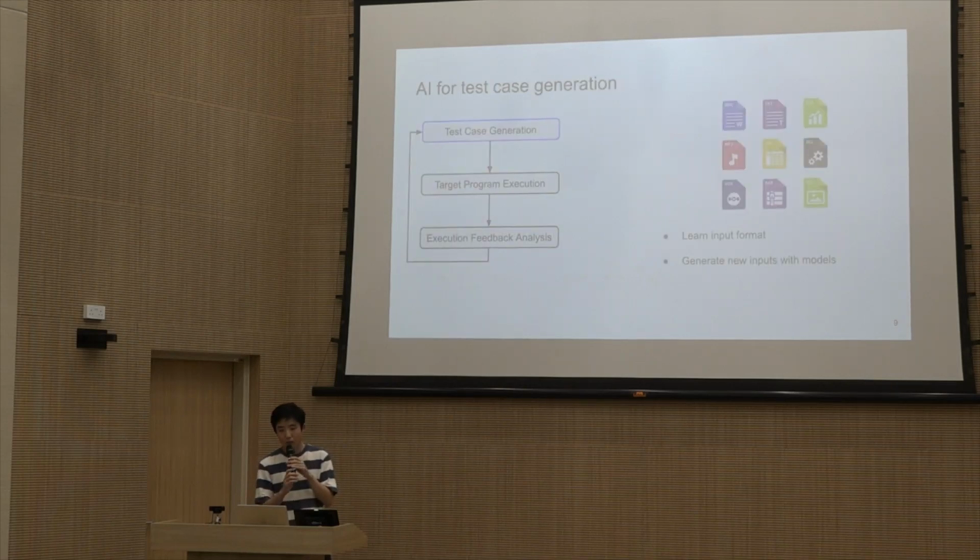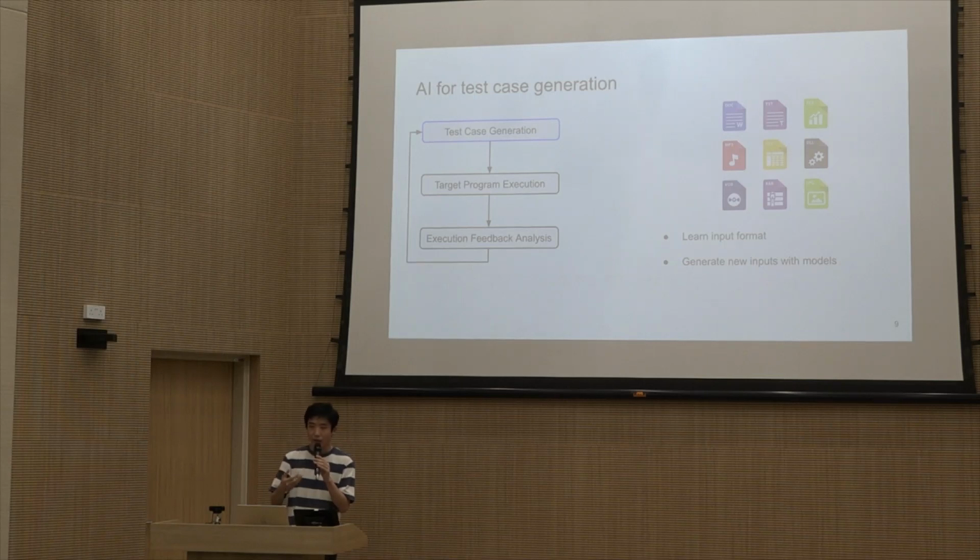So let's come to the details of each aspect. First, AI for test case generation. What we can do is use the AI model to learn the input format and generate new inputs with the models. Why do we need to learn the input format? If we are doing testing, the purpose of testing is to find unexpected inputs of the program.